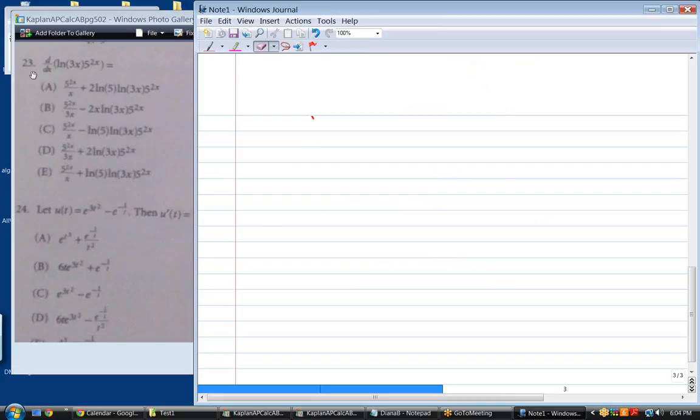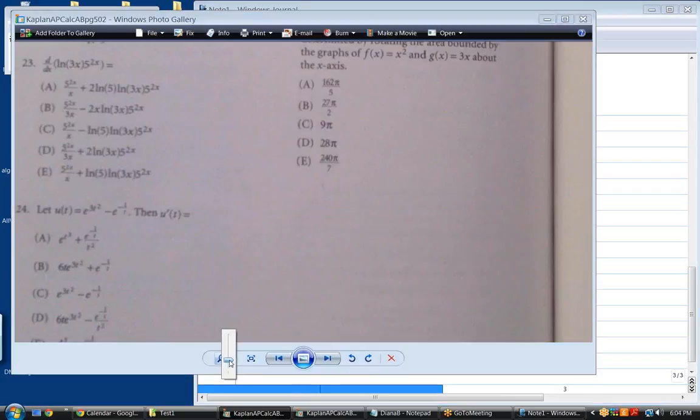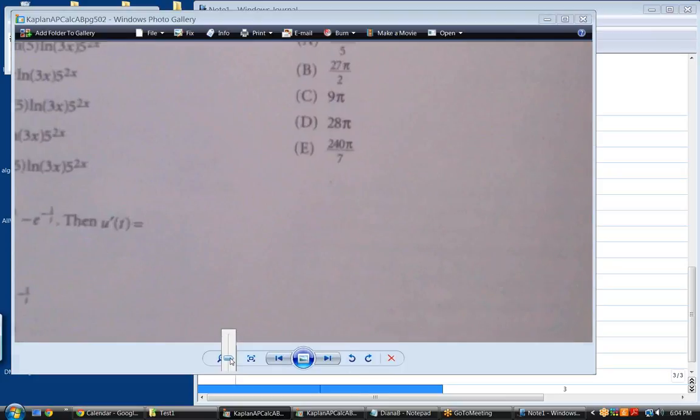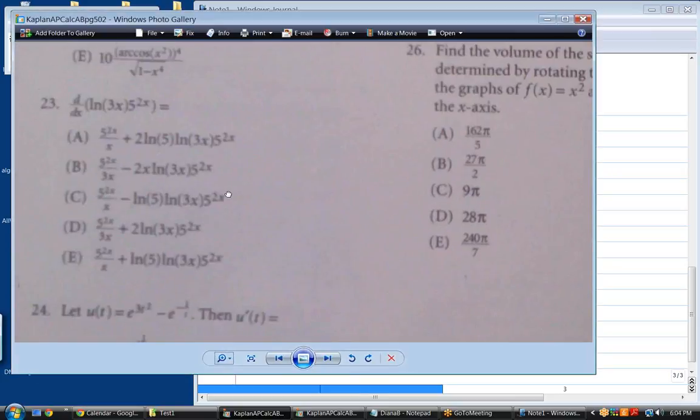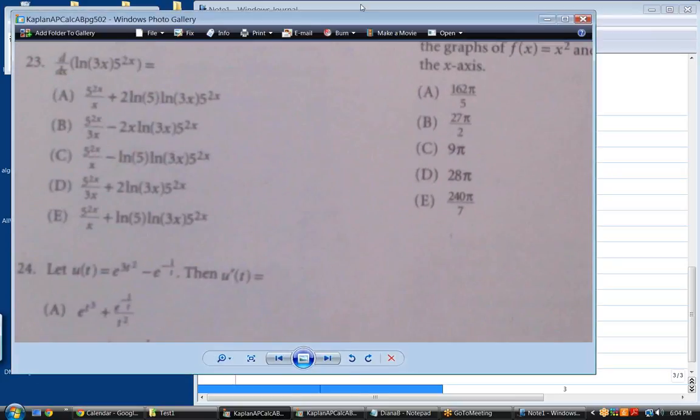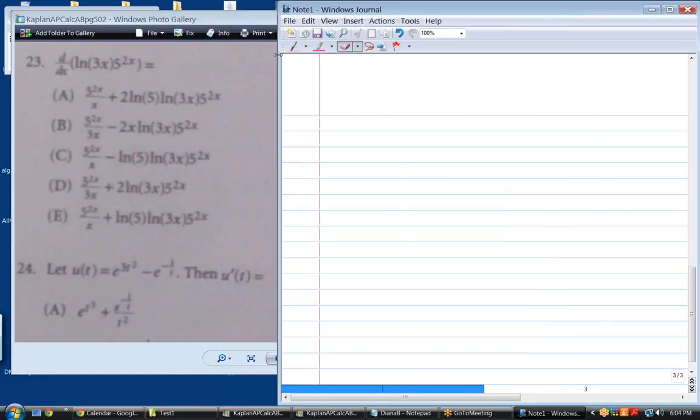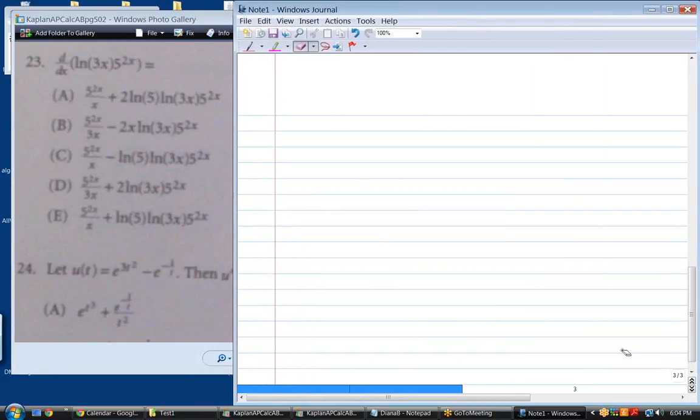All right, so let's look at 23. Let me blow it up just a little. Once again, I apologize for the blurriness of it. So we'll write it like this. I don't need to really write it like this, but just for clarification, I will.